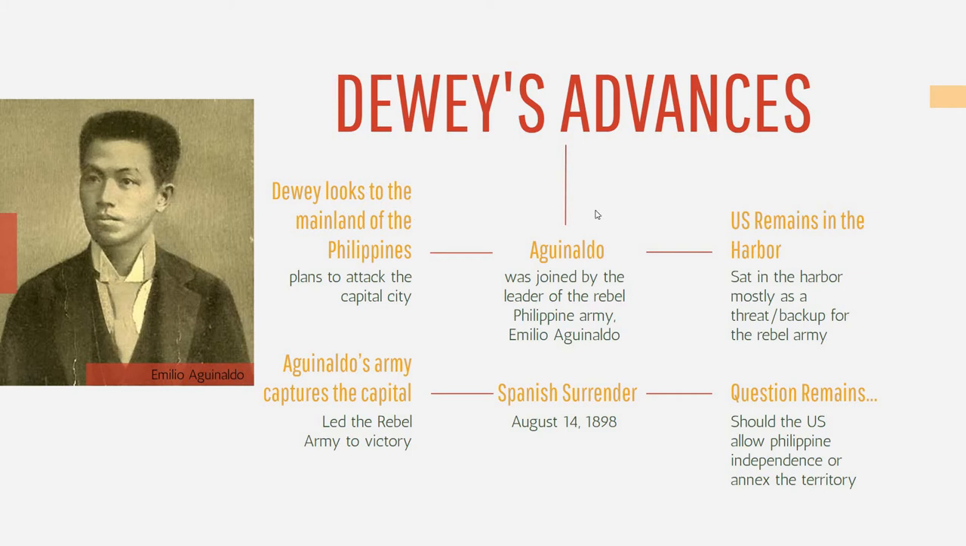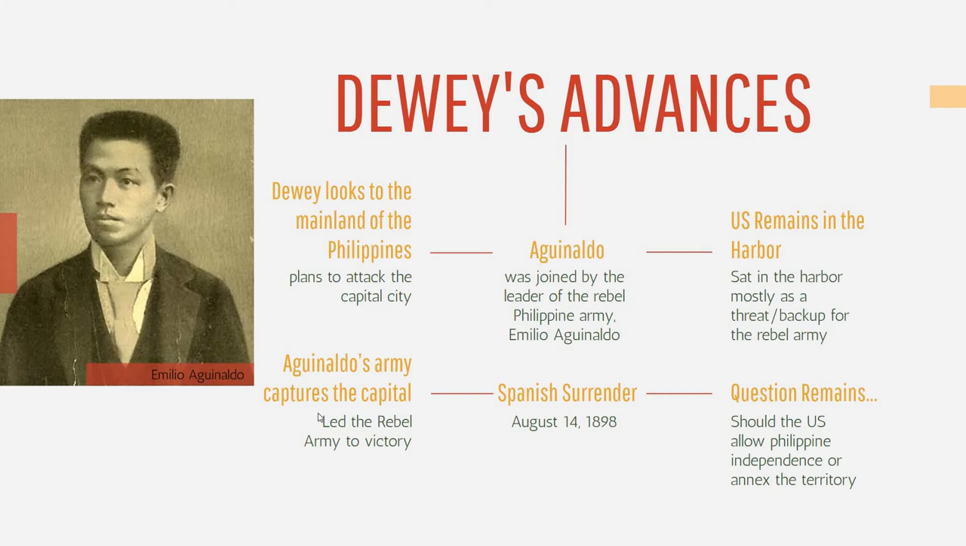So, Dewey looks to the mainland of the Philippines, and he wants to attack the capital city there in Manila. Aguinaldo is this guy over here, Emilio Aguinaldo, and he joined Dewey as the leader of the rebel Philippine army. So, just like in Cuba, the Philippines had a very strong independence movement going on, and Emilio Aguinaldo was the head of that. And so they joined forces with the Americans. While the U.S. sits in the harbor in their boats and their safety, the rebel army does most of the work on the ground. So it's these rebels led by Aguinaldo that actually end up doing most of the fighting on the island of the Philippines.